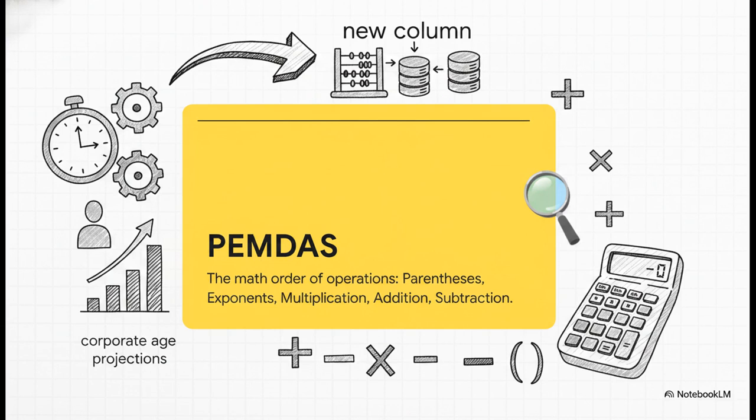Now, what's really interesting about this next slide is that HR has a follow-up request. They want some corporate age projections, which means creating a brand new column that calculates everyone's future age. Well, guess what? SQL isn't just a retrieval tool, it's actually a giant calculator, and it strictly follows PEMDAS. Yep, the exact same order of operations you learned back in middle school math. Parentheses, exponents, multiplication, addition, and subtraction.